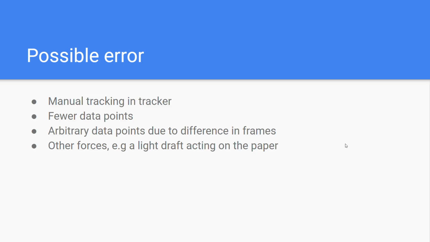Now, some explanations for why there may be a possible error or deviation within this. It's important to note that Tracker is kind of inaccurate and arbitrary, right? Because you're manually tracking things in there. There's very few data points. You're going frame by frame. So there's a lot of room for human error in there.